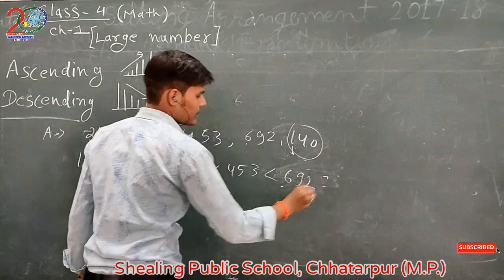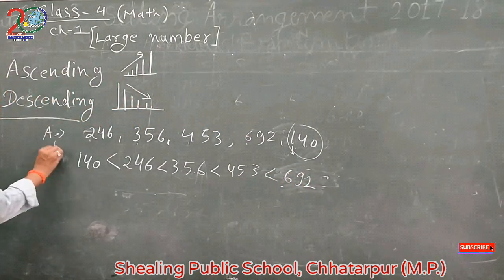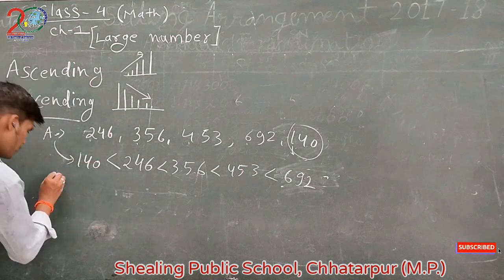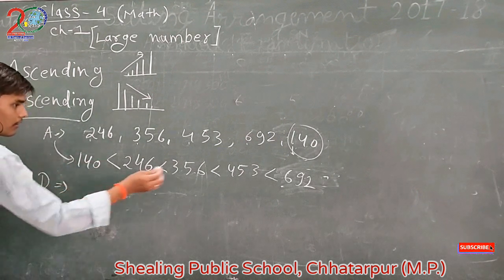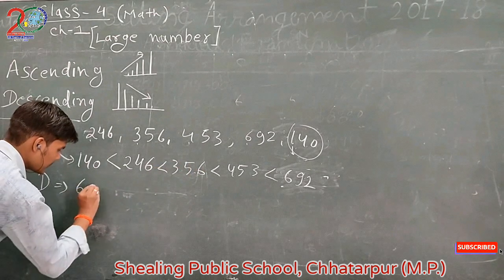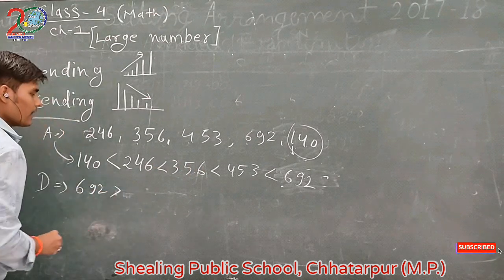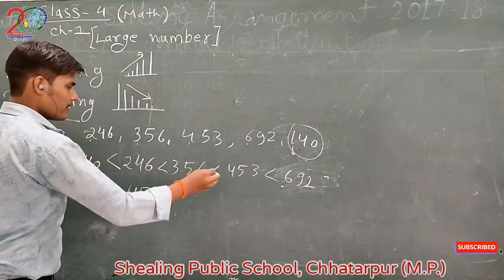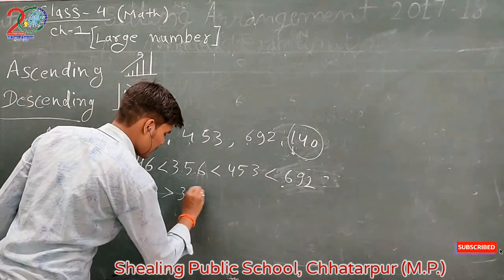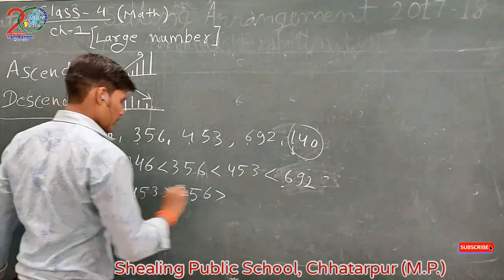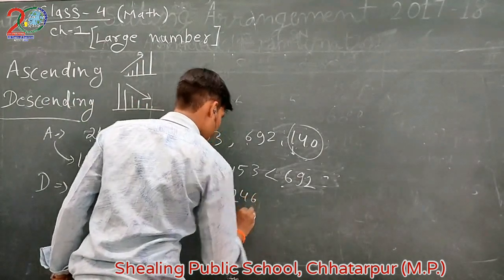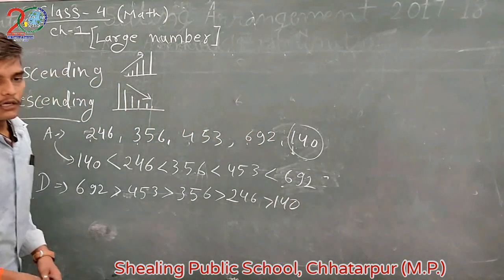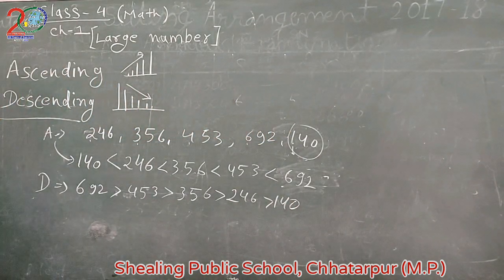It's an ascending order. After that descending order, just opposite of that. Descending order, biggest number is 692. Then 456. Then 356. Then 246. Then last one is 140, like this. So you understand how to write down the ascending order and descending order? Okay.